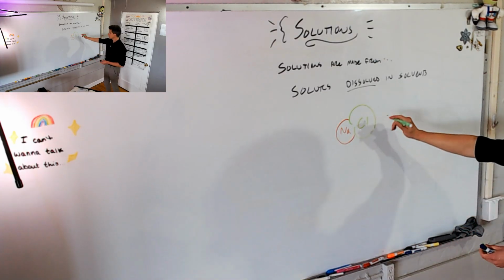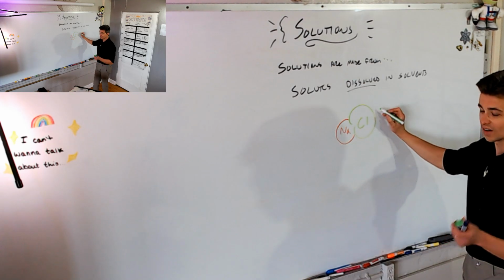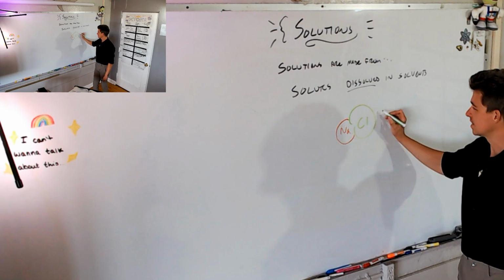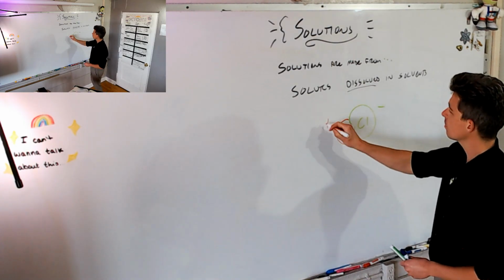the chlorine has what kind of charge? It's negative. And the sodium has what charge? Positive.